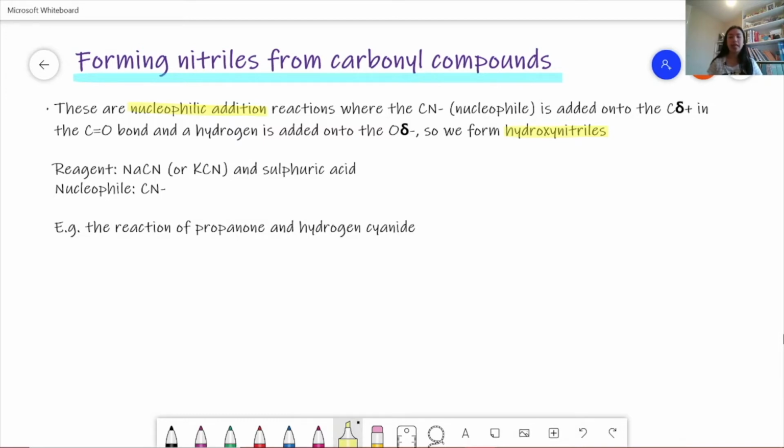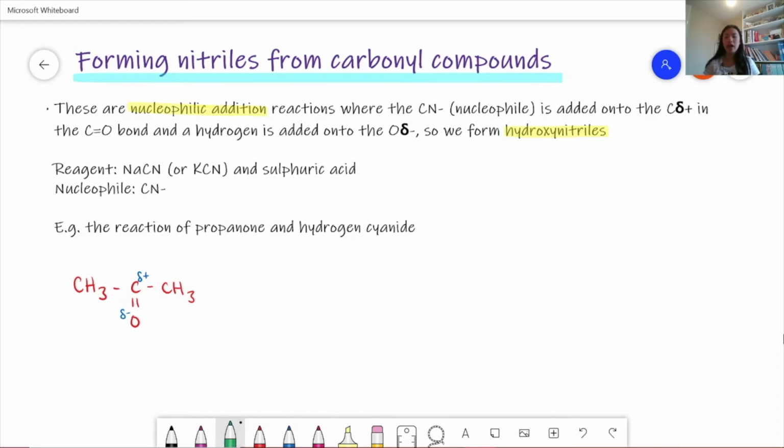So hydrogen cyanide is actually too poisonous to use on its own, and that's why we have to mix either sodium cyanide or potassium cyanide in some sulfuric acid, because the sulfuric acid will provide that H+. And so what we have is, firstly, drawing out propanone, we have CH3, C double bond O, and then CH3. And so we have a delta positive charge on the carbon because oxygen is much more electronegative. So the oxygen will have the partial negative charge.